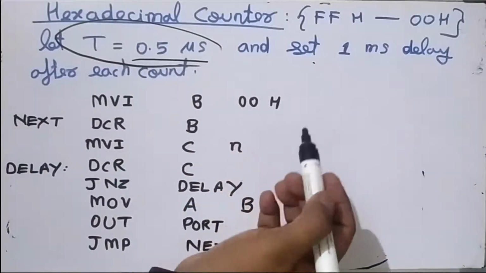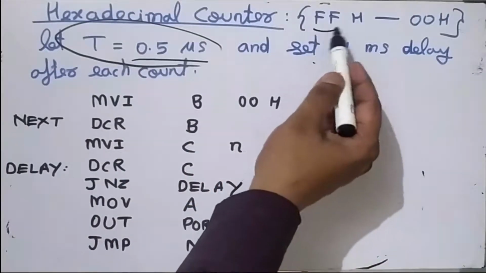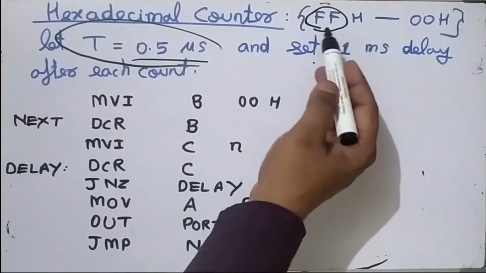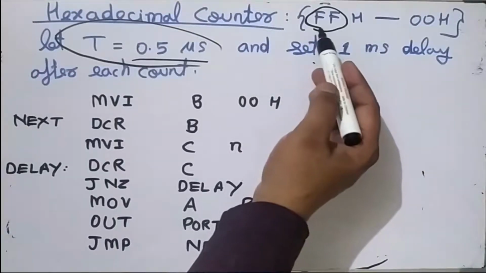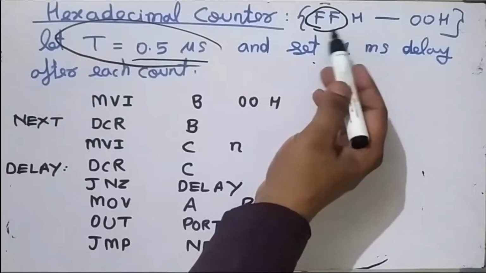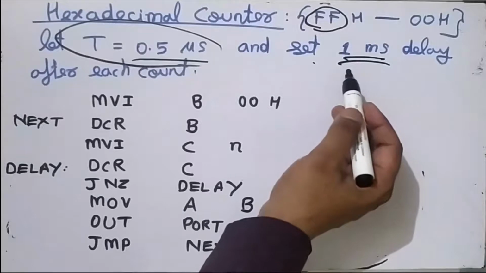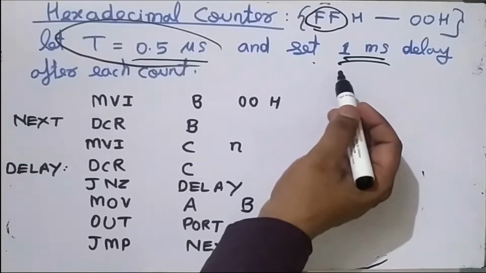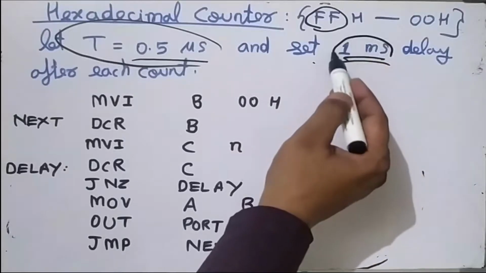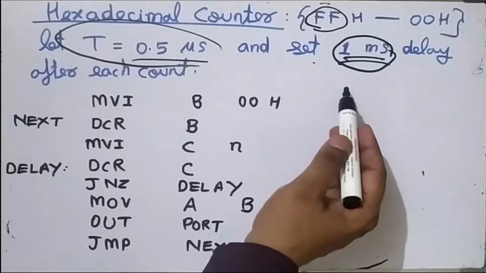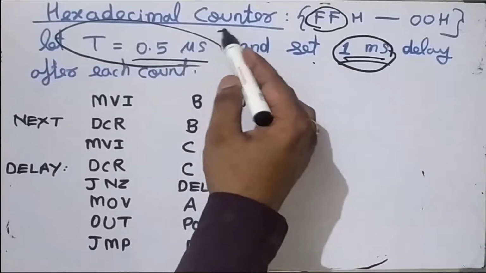Means if the displayed value is FFH, then what will be the next value, and between two consecutive numbers there should be a delay of 1 millisecond. Okay, means we have to set two delay counters. One for the 1 millisecond delay between two continuous displays, and the second one for this hexadecimal counter.